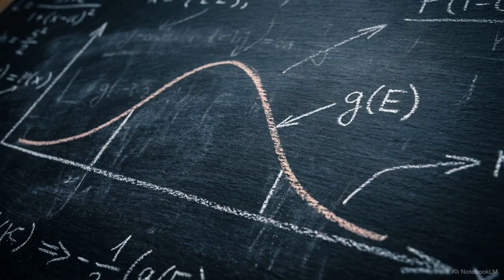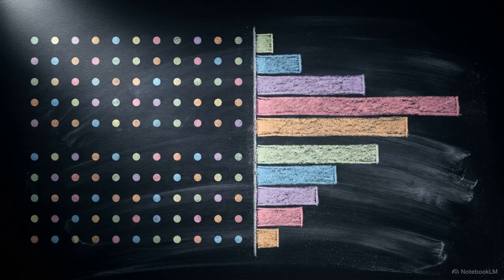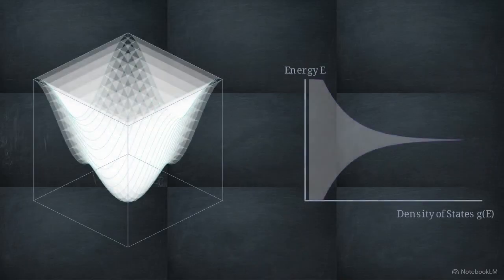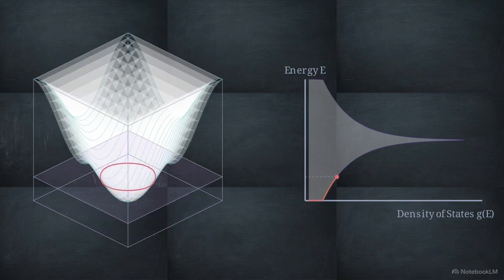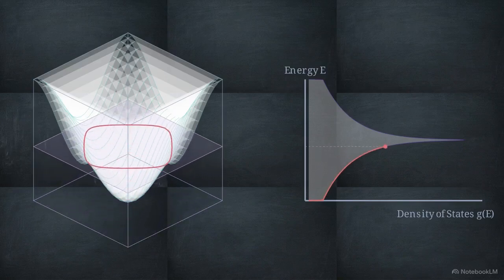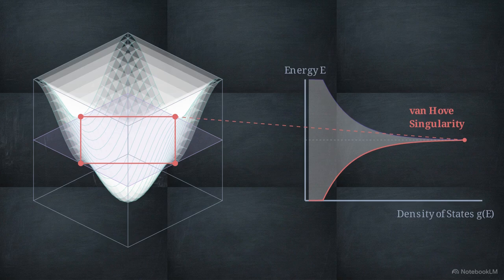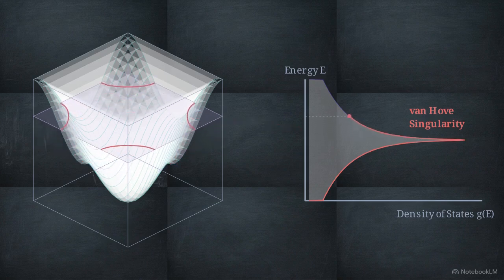To see how these states are distributed, we look at the density of states. This is a strict accounting of how many available quantum states exist within a specific energy interval. This split screen tracks the energy surface against the density of states. Where energy changes slowly across K-space, available states pile up. This is extreme at saddle points, triggering a sharp spike in states, known as a Van Hove singularity.